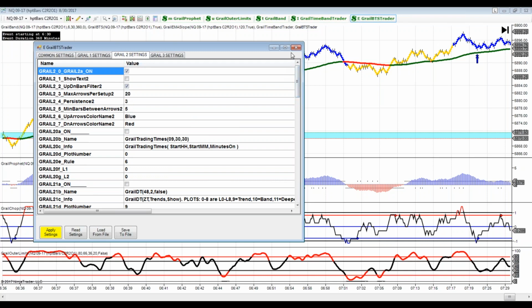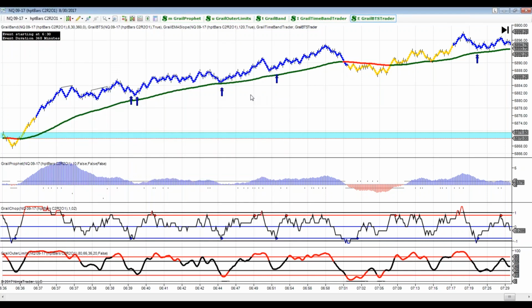Now I'm going to stop and see if there are any questions on the first two aspects of the BTS Trader, 1 and 2, before I talk about Grail 3. Ray's question is, so to understand this, I like the time band trader in the first 30 minutes, then the BTS Trader? No, I like them both, Ray. I like the time band trader in the first 30 minutes, and I trade the BTS as well.